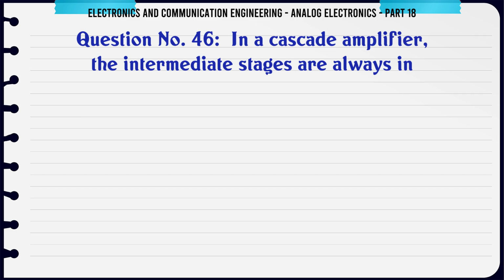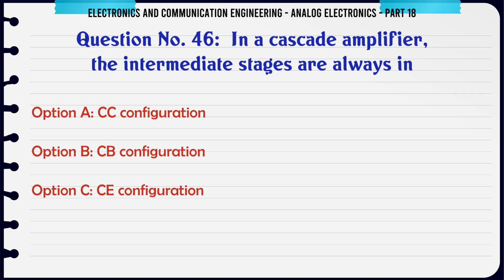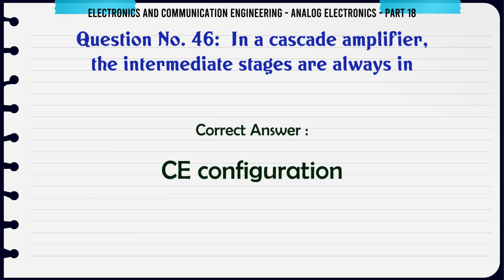In a cascade amplifier, the intermediate stages are always in A. CC configuration, B. CB configuration, C. CE configuration, D. Any of the above. The correct answer is CE configuration.